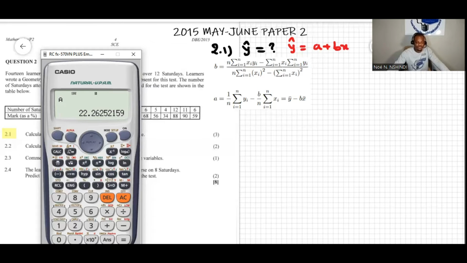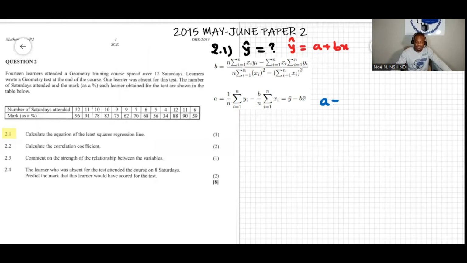This tells me that A is equal to 22.26 and so on. Because I want to round to the second decimal place, I'm going to look at the third decimal value, which is 2. Because 2 is less than 5, I can just cross out all these digits, and I will be left with 22.26. So A is equal to 22.26, rounded to the second decimal place, if they didn't tell you how many decimal places.